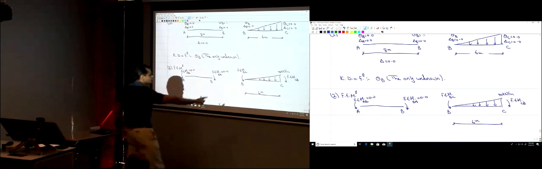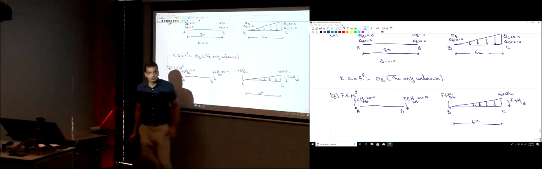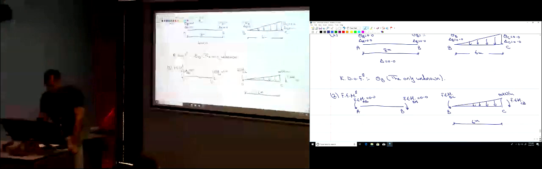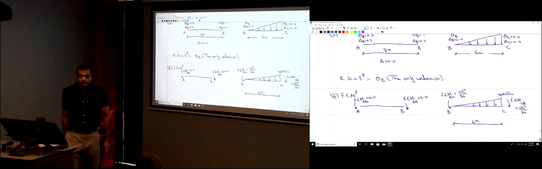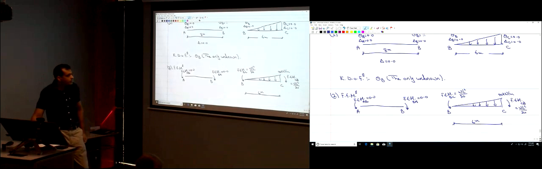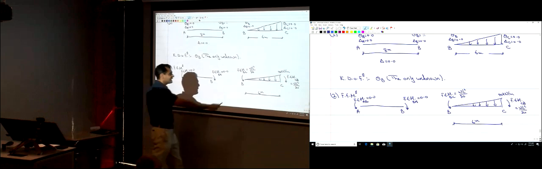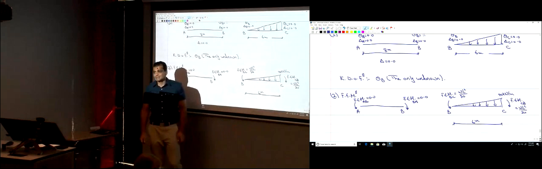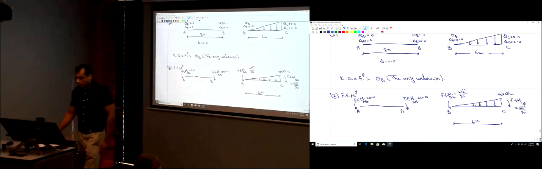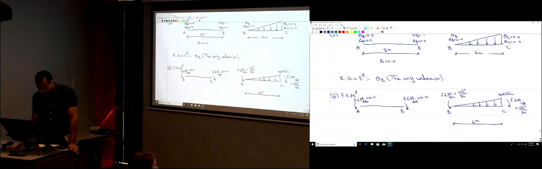So here, how much is this end? That would be over 30. This is W L squared divided by 30. And the other end is over 20. Are those directions the same as you have at the back of your book? Yes. Okay? So now, how much is W?